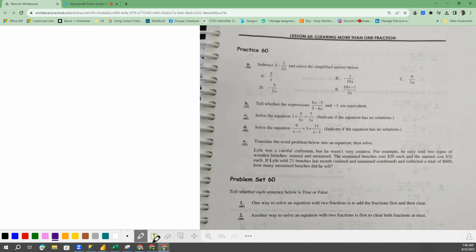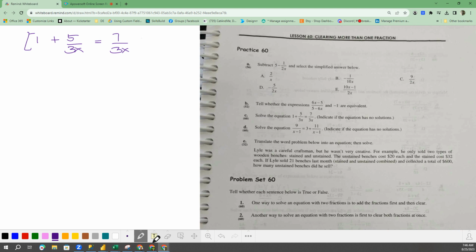Okay, so the next one is letter C. Solve the equation. So this is an equation: 1 plus 5 over 3x equals 7 over 3x. Okay, so remember before, we check how many terms there are on the left side and on the right side, and we want to get rid of the denominator. So there are two terms on the left side, one term on the other side.